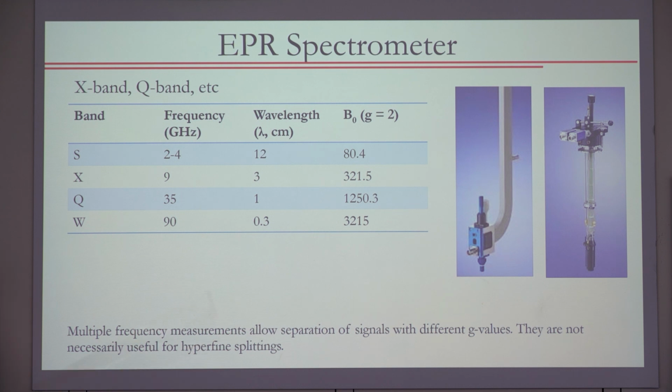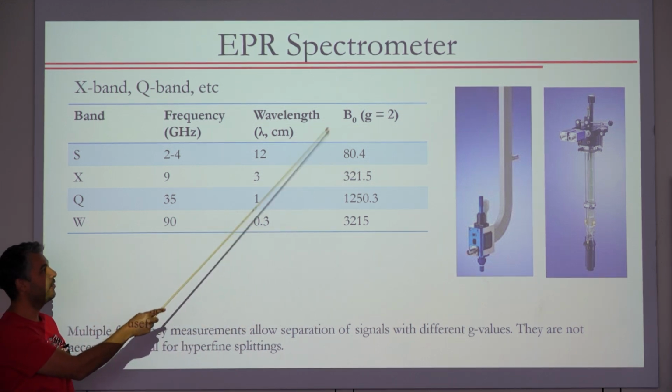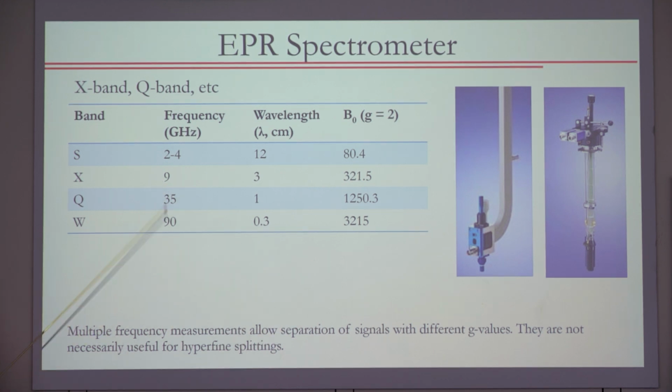So you have different frequencies. The most common one is X-band, around 9 to 10 gigahertz, which corresponds to a wavelength of 3 centimeters, and for a g equal 2 species, you have a magnetic field of around 321 millitesla for 9 gigahertz. The Magnettech ones usually are around 9.45 gigahertz or so, depending on what you put in there. Then you have Q band, W band. Here you start needing a superconducting magnet, and beyond that you need very strong magnets.